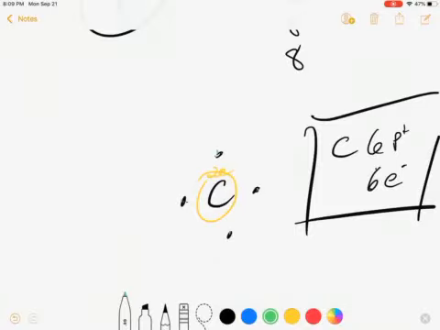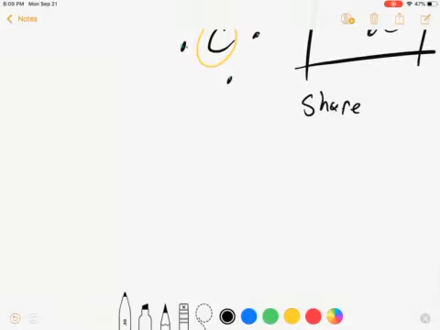So what's it going to do? It wants a full outer shell, and so in this case, it's going to become a sharer. So it's going to share electrons in that valence shell. So let's show that again with a carbon. We're only going to focus on its outer electrons right now.